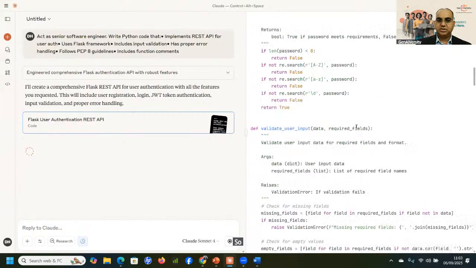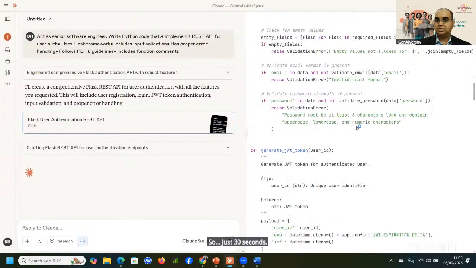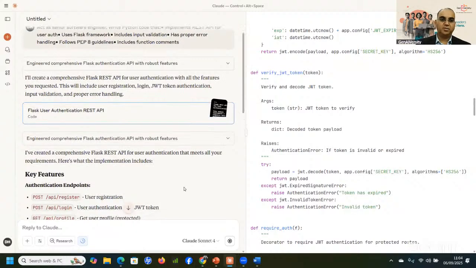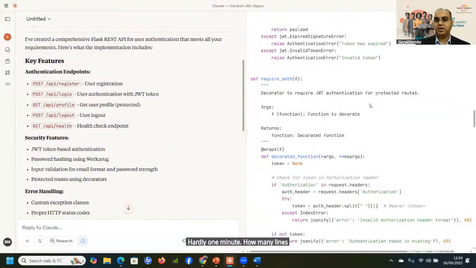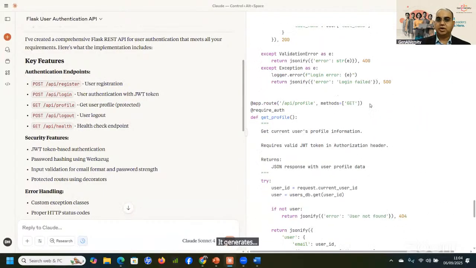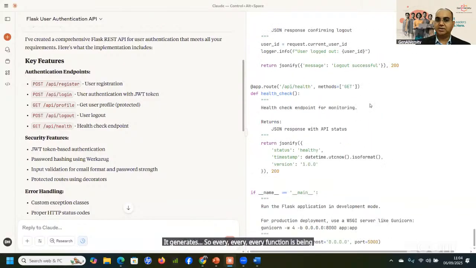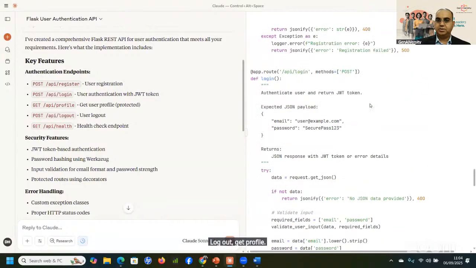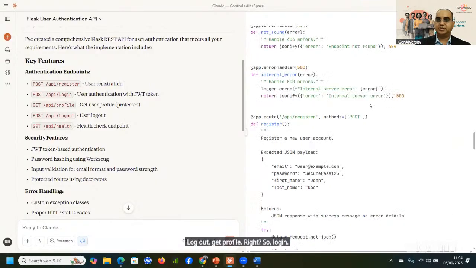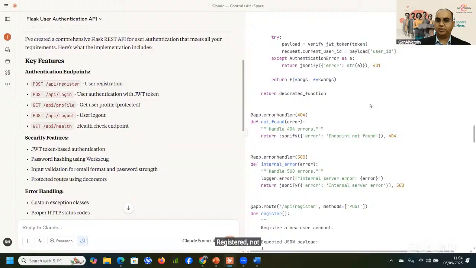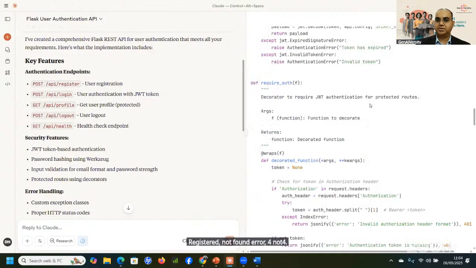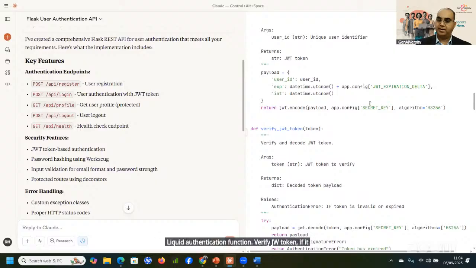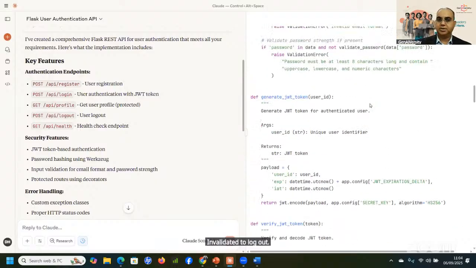So just 30 seconds, hardly 1 minute. How many lines of code does it generate? Every function is being generated: health check, logout, get profile, login, register, not found error 404, internal error 500, require authentication function, verify JWT token. If it is invalid, invalidate it. Logout, JWT token.